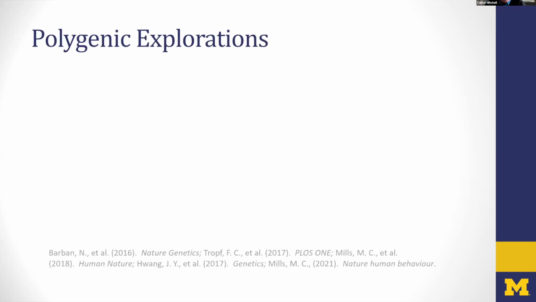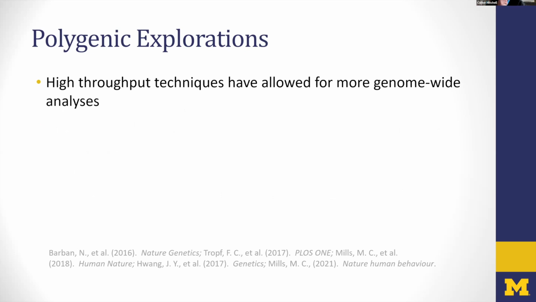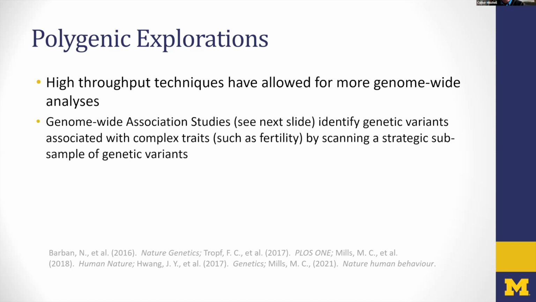But what I want to focus more on is polygenic exploration. So this is more common variants, as I was describing before, that have a broader effect on, say, the number of children or the timing of children ever born. What this comes from is high throughput techniques. That just means that we can get a lot of data relatively quickly, which has allowed for more genome-wide analyses. So not just a targeted single gene or a single chromosome analysis, but across the entire genome. So this is where we get into genome-wide association studies, and I'll talk about that briefly on the next slide.